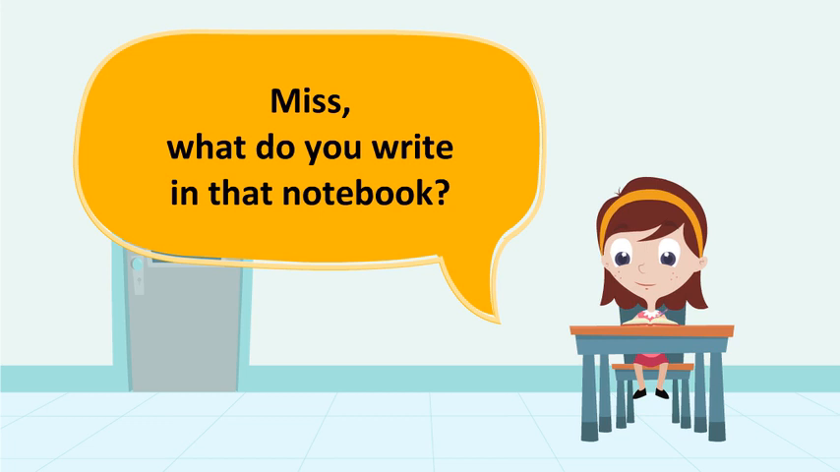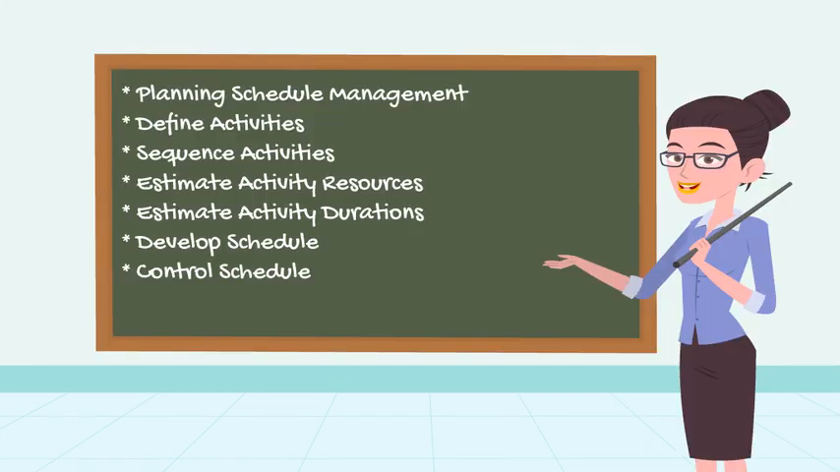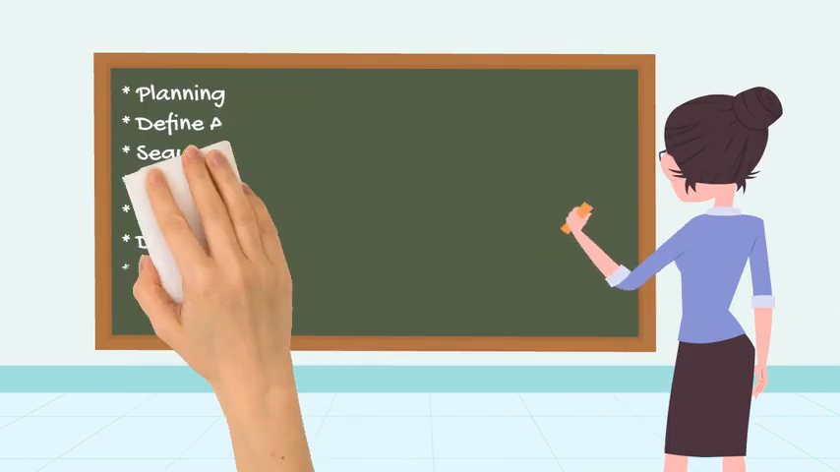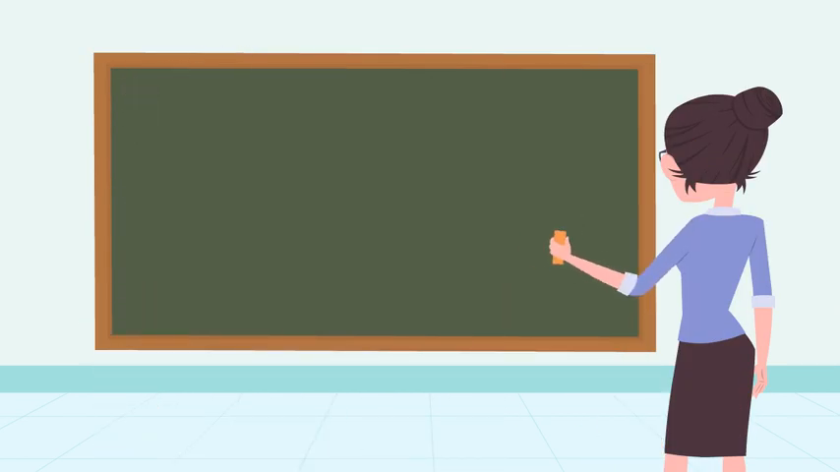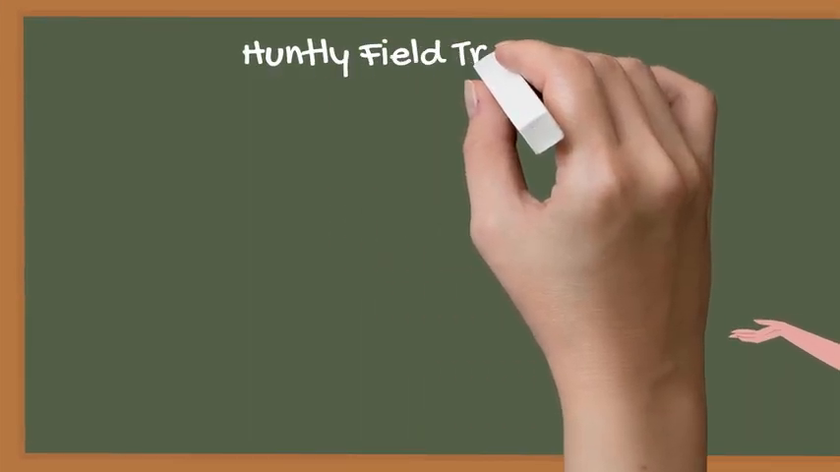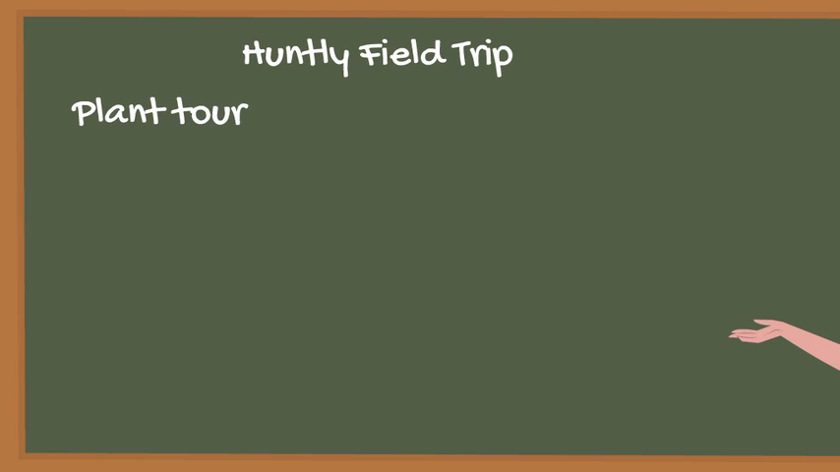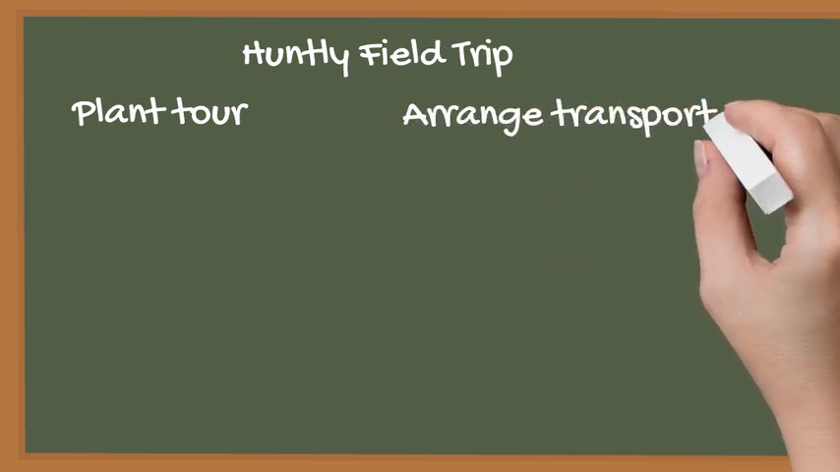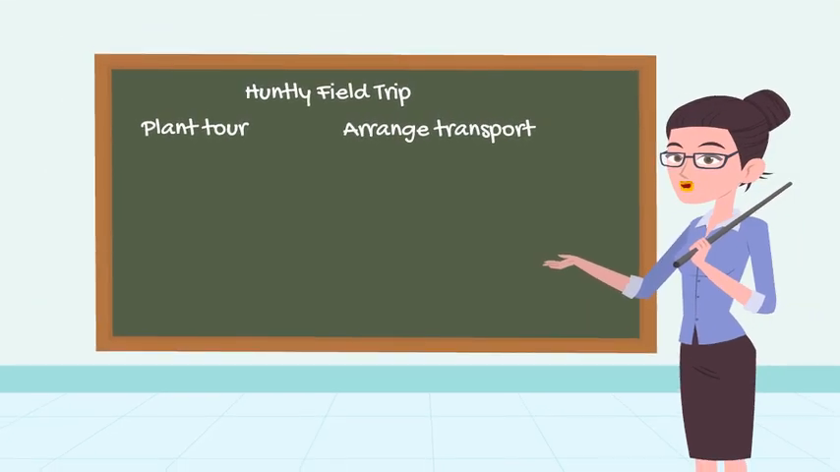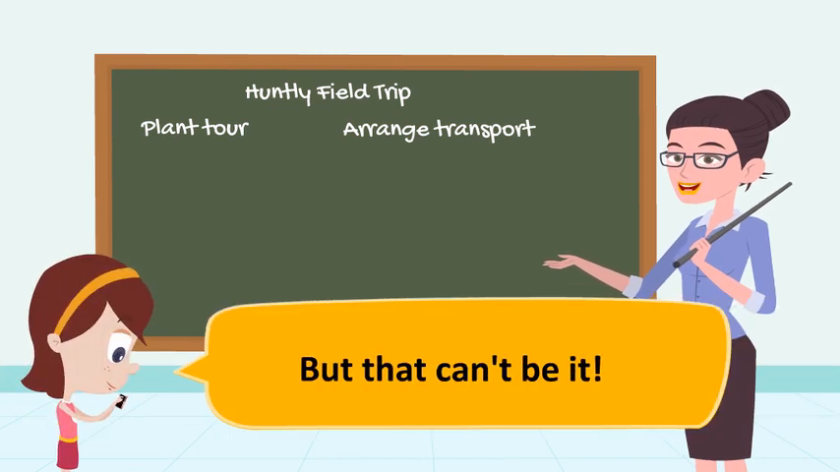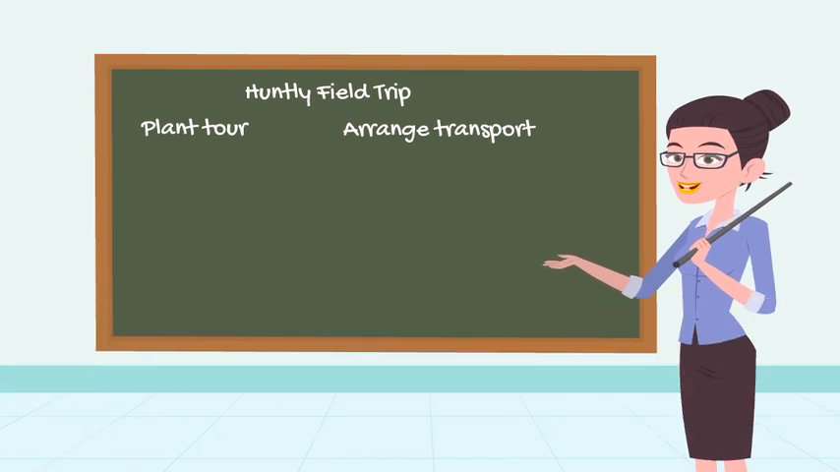Miss, what do you write in that notebook? Right. So, to have a good trip, firstly I need to identify what needs to be done and what specific actions are required to produce the trip deliverables. Here is our trip. We need to book a date and arrange a guide from the plant. Also, we need transport. These are called deliverables. But is that all? Indeed. So here are the actions.